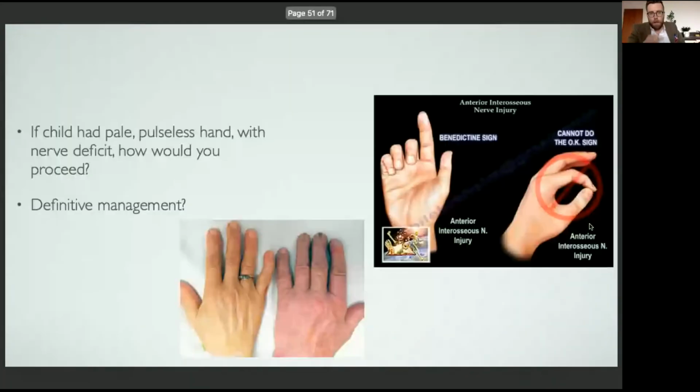Okay. So the next question is, if instead of a hand that was neurovascularly intact, I know this is a much older hand, if the child had a pale, pulseless hand and you couldn't feel a radial pulse, and you asked them to move their fingers and they weren't really doing it, what would you do instead?